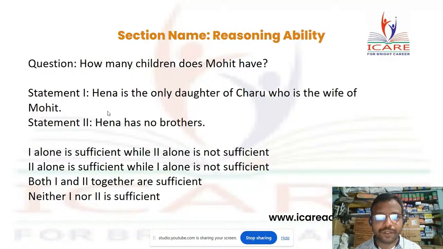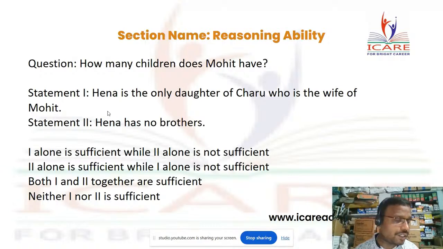Hope all of you followed. Next one, one more sample question from reasoning ability.